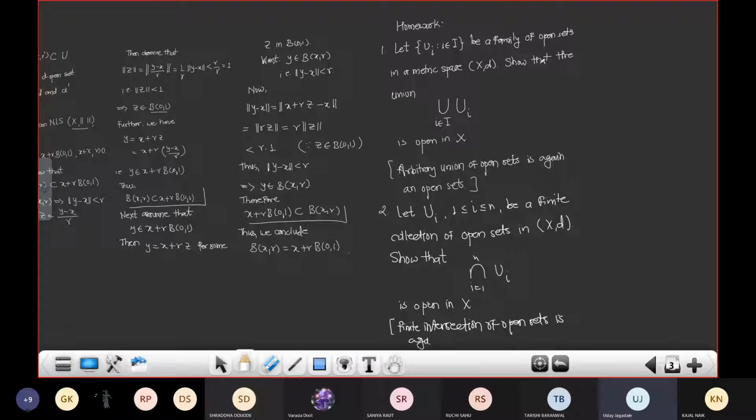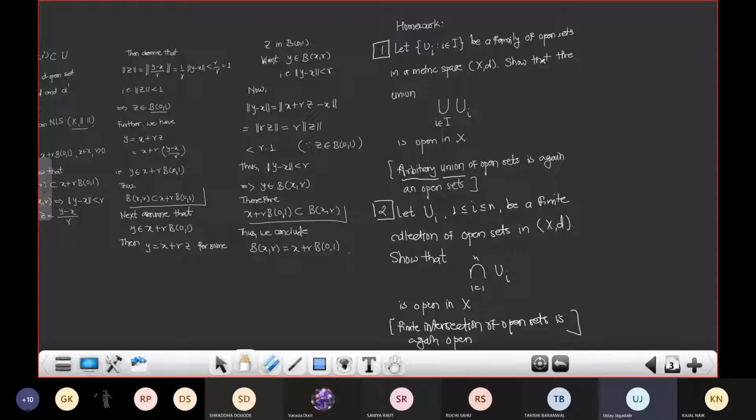What about infinite intersection? So the question that you can ask here, what about finite union? Whether the finite union of open sets is again open, and here you can ask about whether the arbitrary intersection of open sets is again open or not. Such questions you can ask yourself and you can try to answer them. So this is your second homework. Now, this is also a very easy exercise. It's not really that difficult.